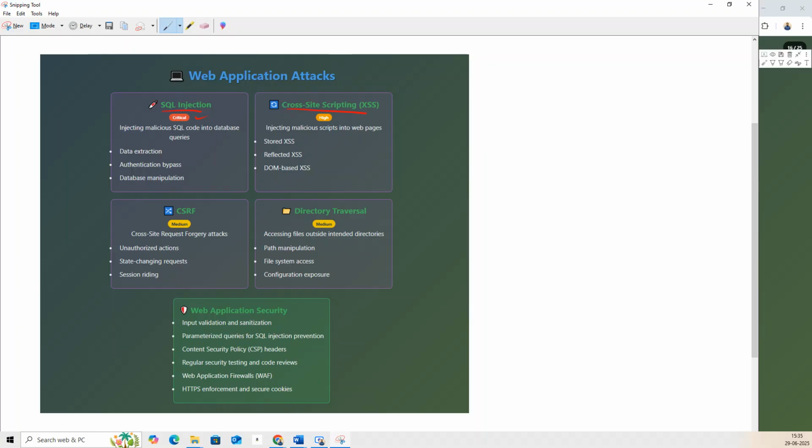Similarly, we have CSRF. We have directory traversal. These are all medium attacks. We call it CSRF, which is nothing but cross-site request forgery attacks. And we have directory traversal, which manipulates the path.